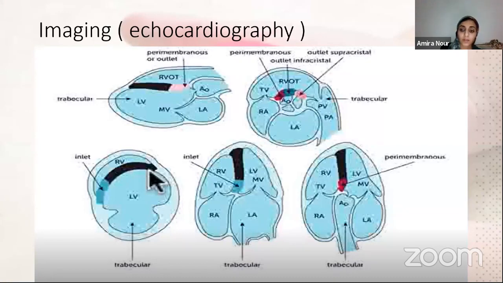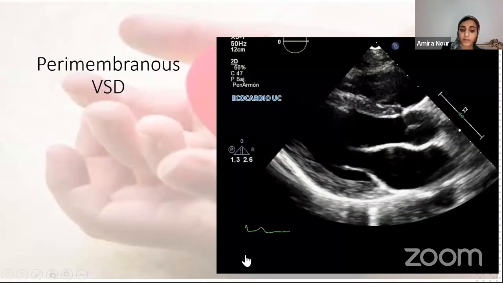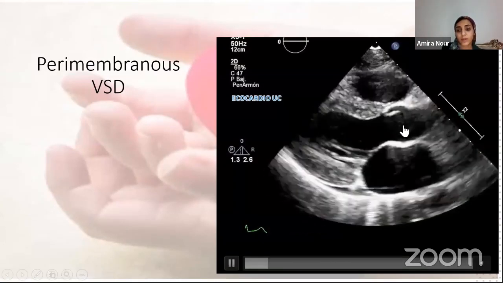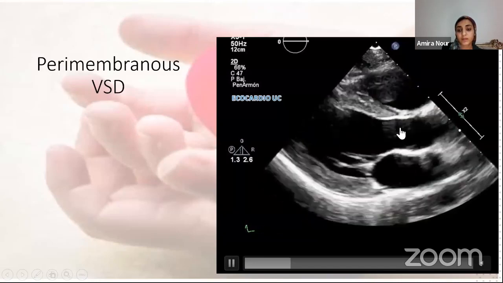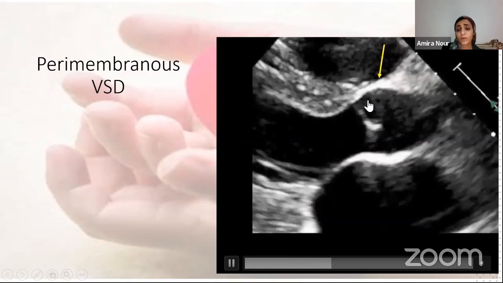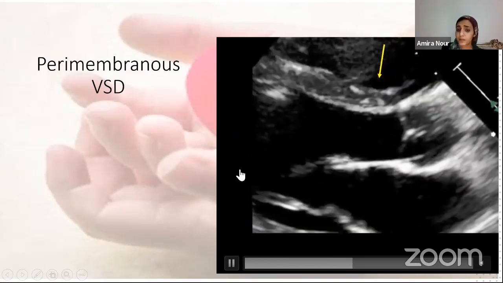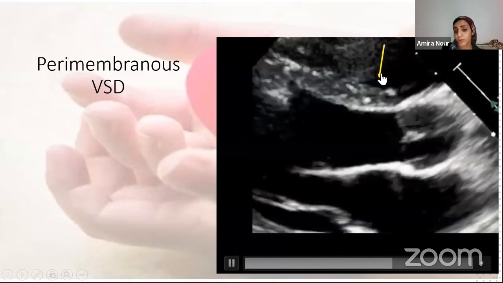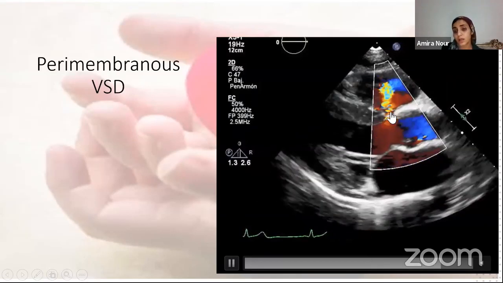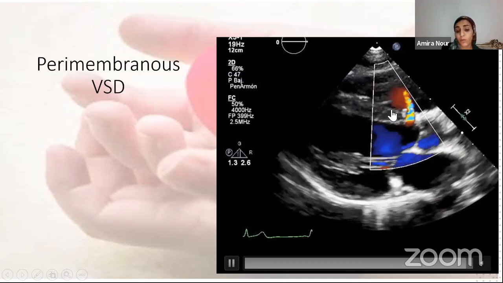I will give just live echocardiographic examples of these types. This is the parasternal long axis view. We could appreciate here that this is a 2D defect, and on going closer to it, this is a subaortic VSD. If we obtain the short axis, we find that it is located at 11 o'clock, so it is a perimembranous subaortic VSD.